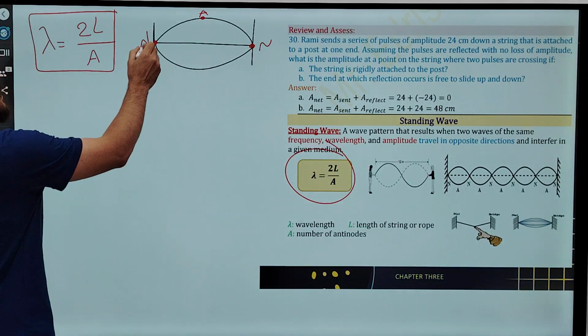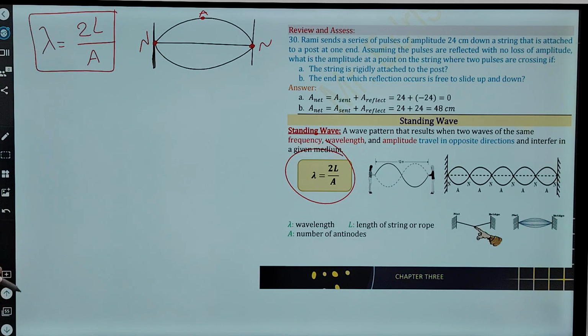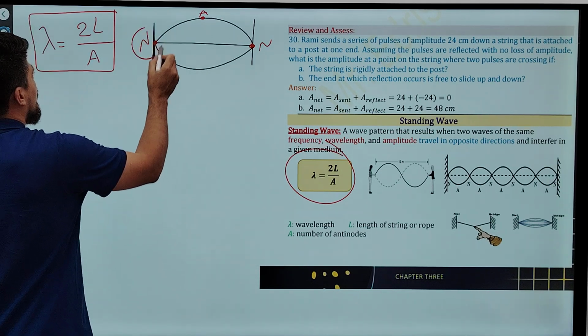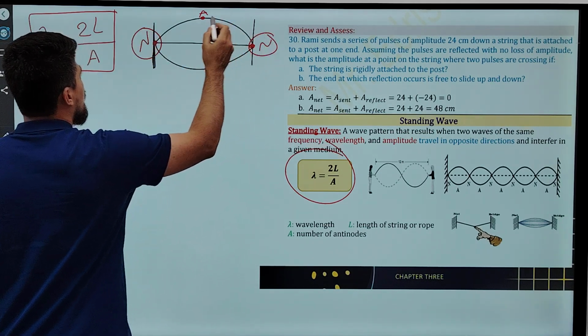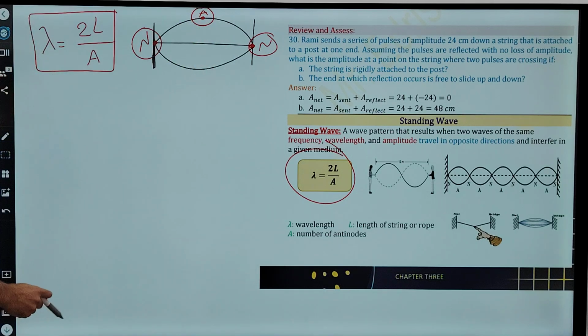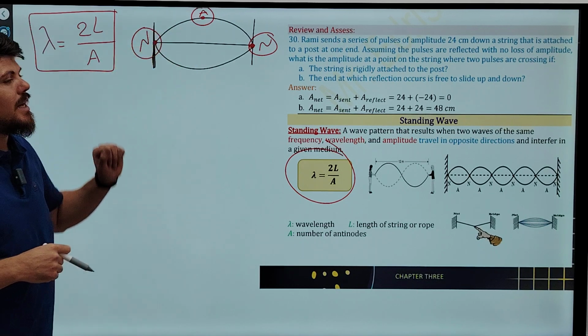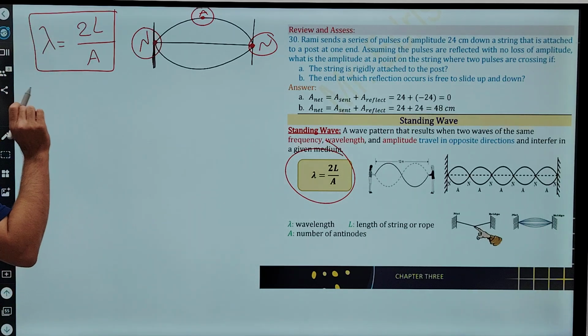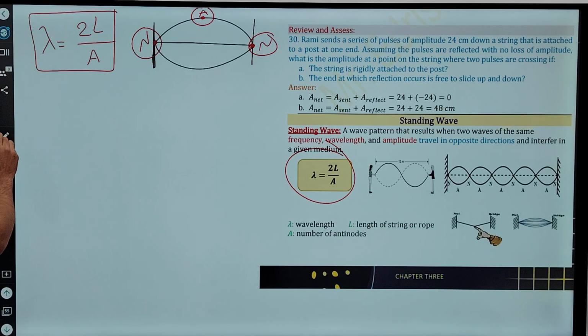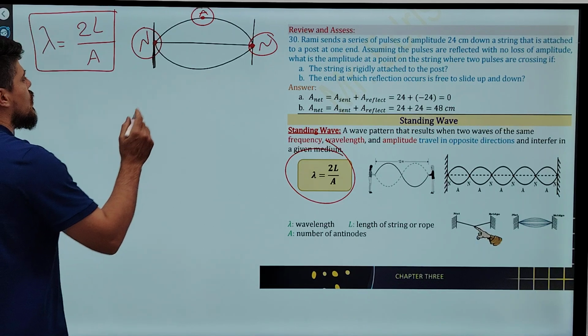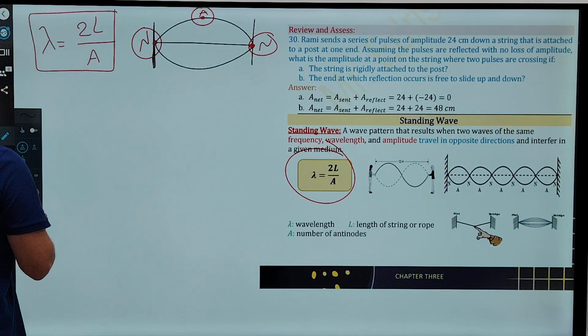Okay, the node is the result of when complete destructive interference occurs on a standing wave. And the antinode is the result of constructive interference of the wave. Okay, the simplest standing wave that occurs in a string consists of one antinode and two nodes. What is this? This is the simplest standing wave.